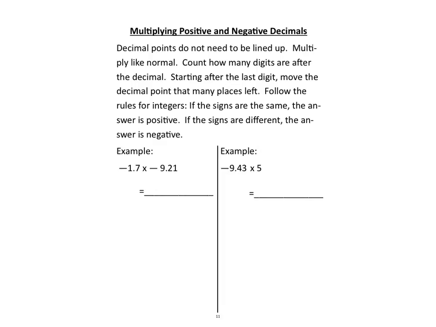Now we're going to multiply positive and negative decimals. The nice part about multiplying positive and negative decimals is because the decimal points do not have to be lined up. They don't need to be lined up. You're more than welcome to, but you do not have to.